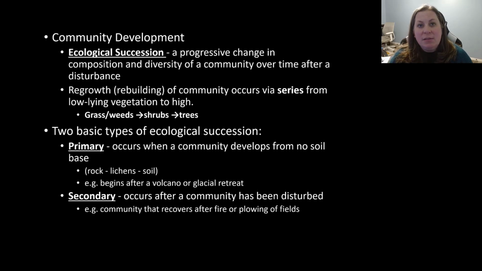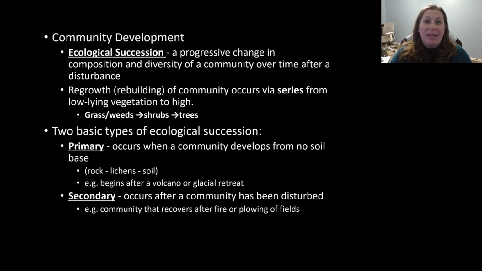So guys, if this is primary succession, this is going to occur when a community develops from no soil. There's no soil present. So the first thing we have to do is develop soil. This is done when lichens attach to a rock. When they do this, they break up the rock and they create soil.